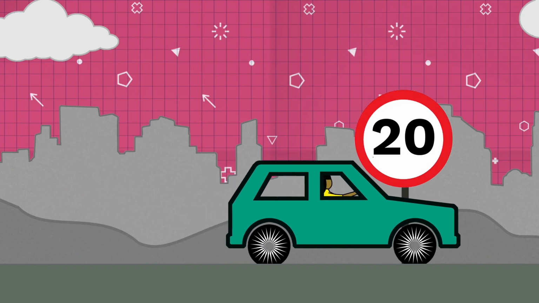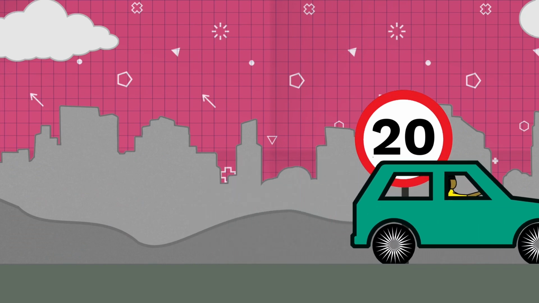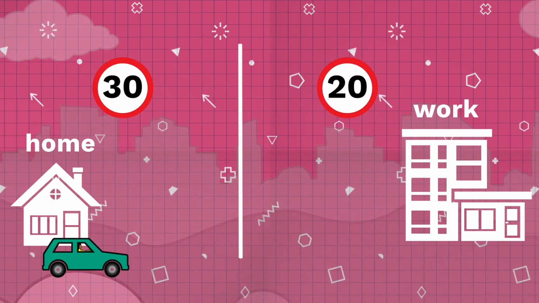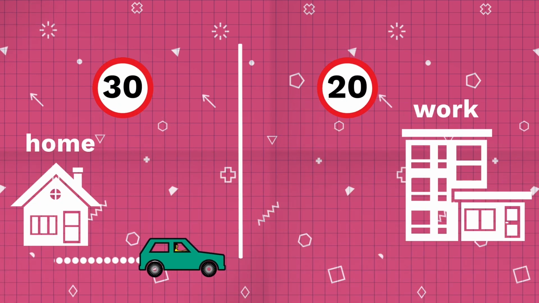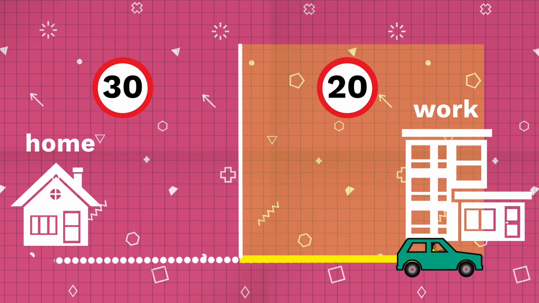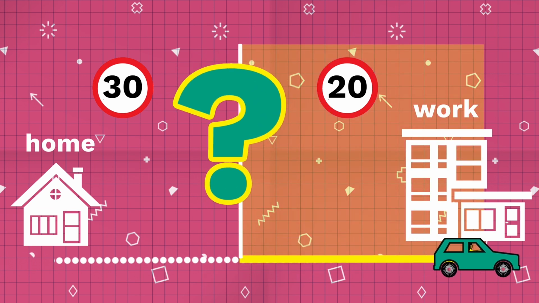This challenge is all about calculating speed, but listen carefully, it's a bit of a trick question. With the new 20 miles per hour zones now in place, Rivka's journey to work takes longer than it used to. Now, she can drive only half the distance at 30 miles per hour, while the other half is at the reduced speed limit of 20 miles per hour. What is Rivka's average speed over the whole journey to work and back home? Explain your answer.